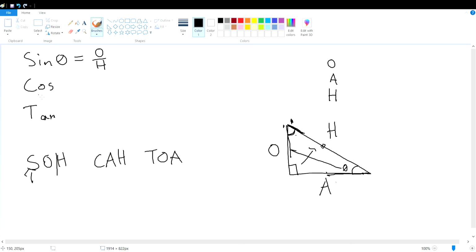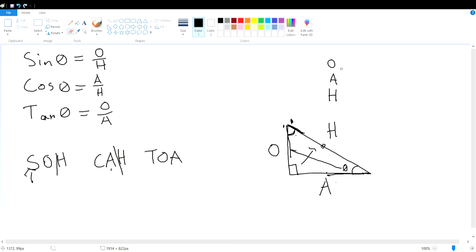The C stands for cosine. Cosine of theta is equal to adjacent, which is A, over hypotenuse. A over H, you can draw an imaginary fraction there. T stands for tan. Tan of theta is going to equal opposite over adjacent. And that's basically it. That's what all of the functions mean. It's a nice little way to remember things.